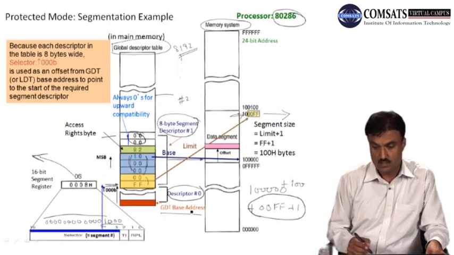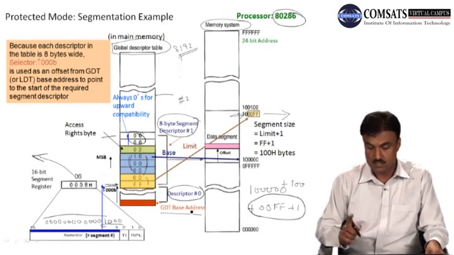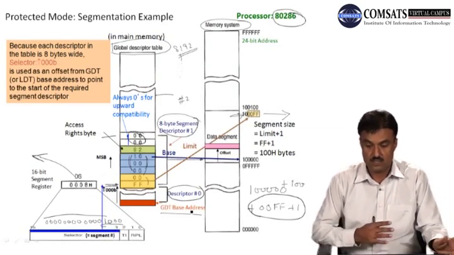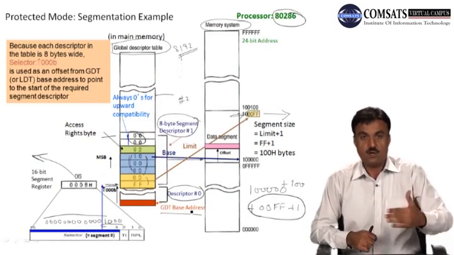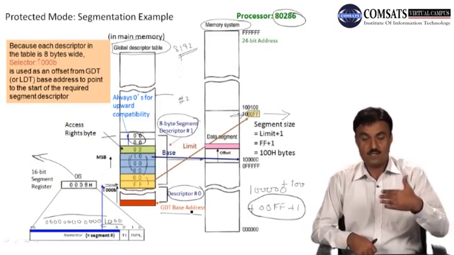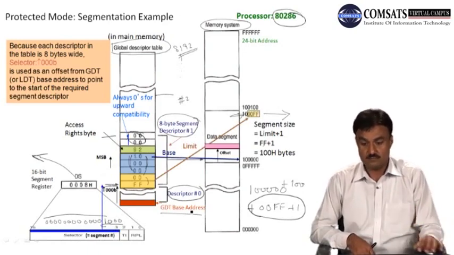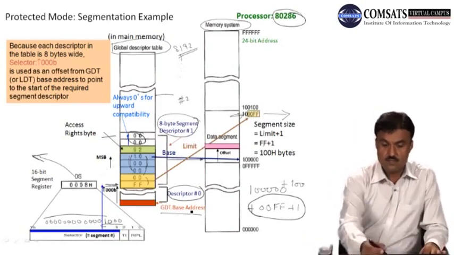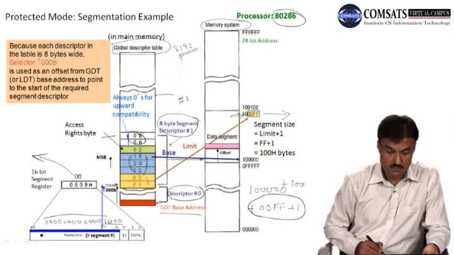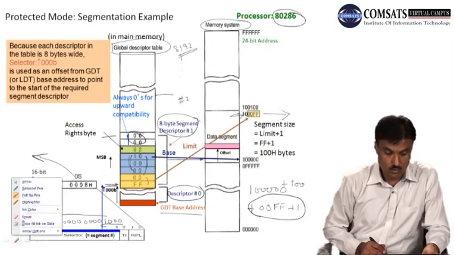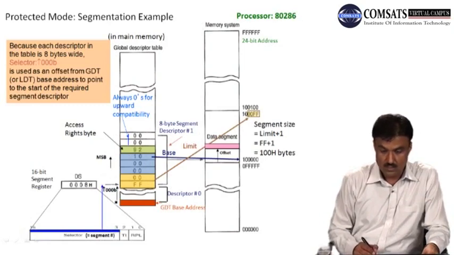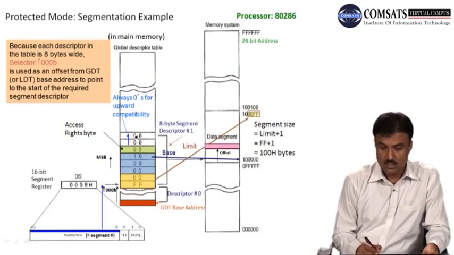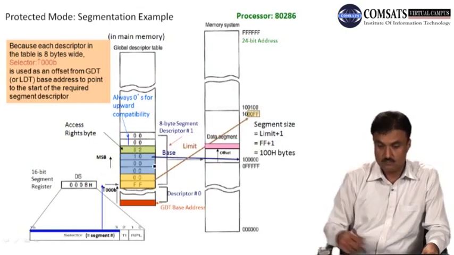This is the GDT base address, so we will neglect it. This is the global descriptor table base address, the starting address from where we access descriptors in 8 bytes. So this is the way these descriptors are defined in the global descriptor table. Here you can see this is descriptor number 1, here is descriptor number 0, and so on. And for the 286 these bytes will always be 0, and we have the access rights byte and so on.